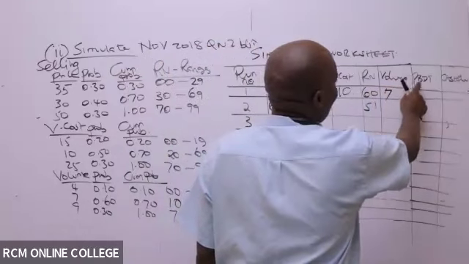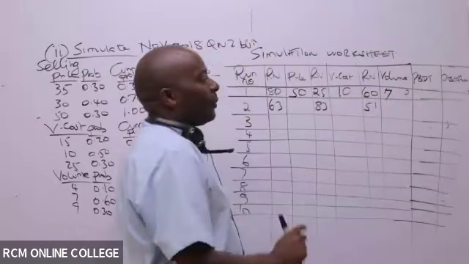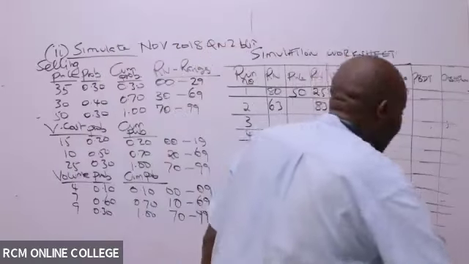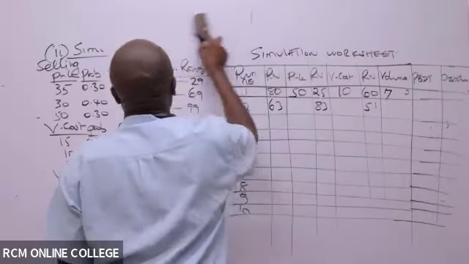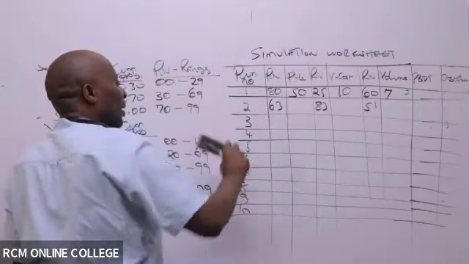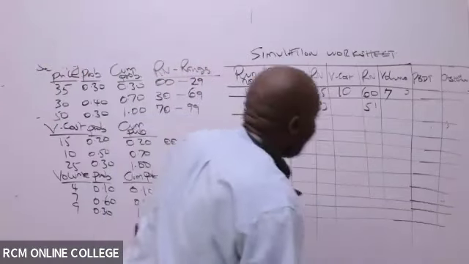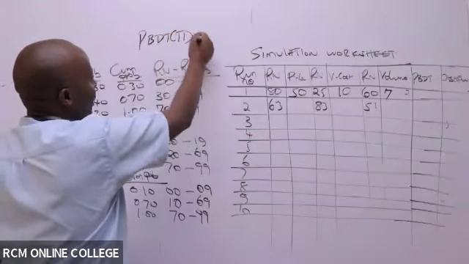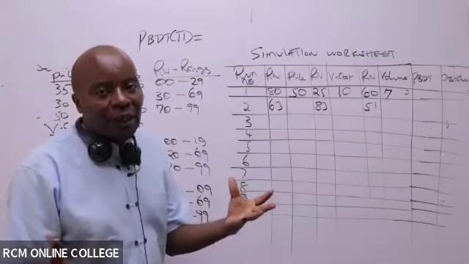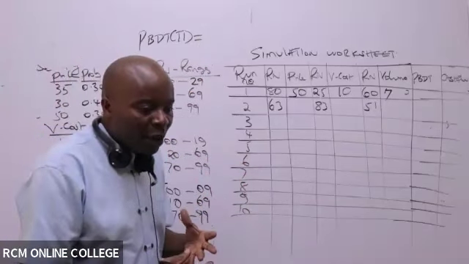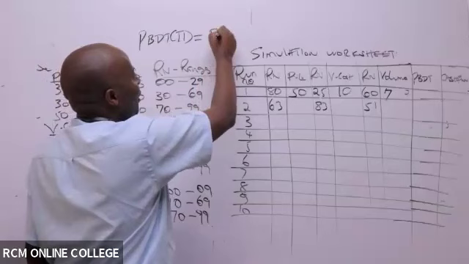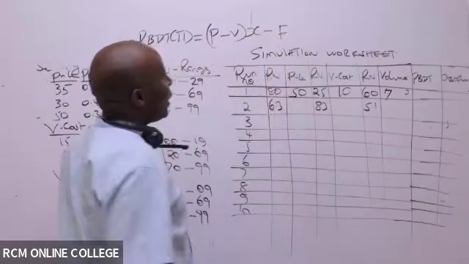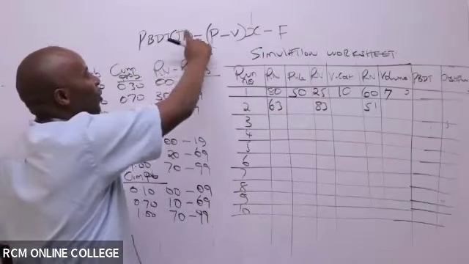So can you kindly do me a favor? Are you guys able to give me the PBDT there? Profit before depreciation and tax. Is there anybody who is able to give me this PBDT? Remember our PBDT, which is our profit from cost volume profit analysis: our profit will be price minus variable cost multiplied by number of units minus fixed cost. Are you able to remember this formula?